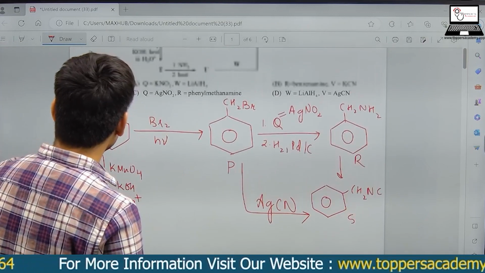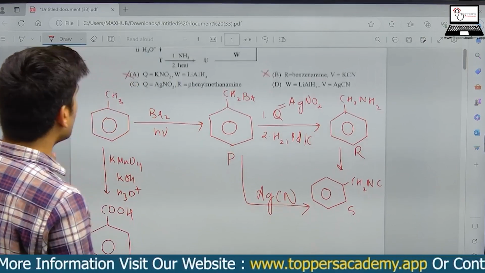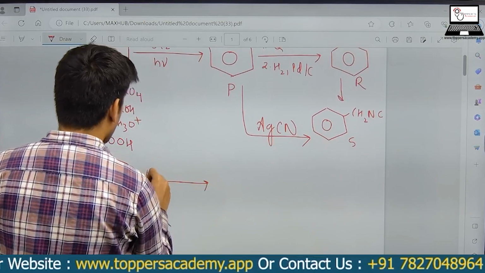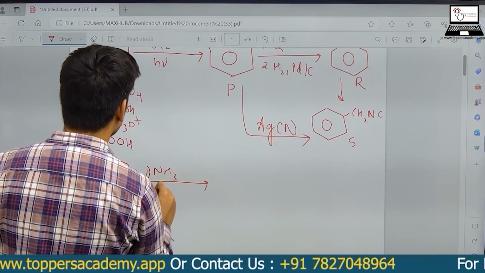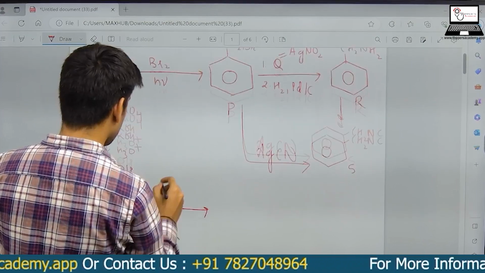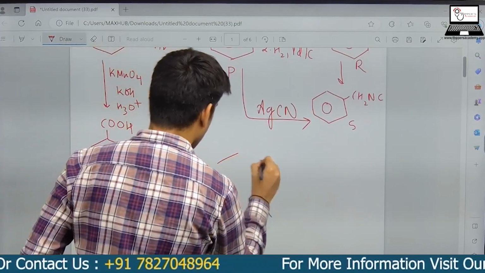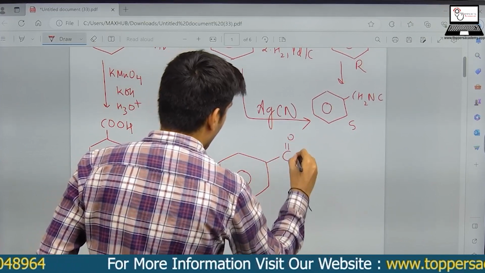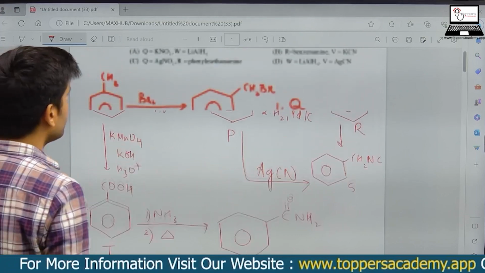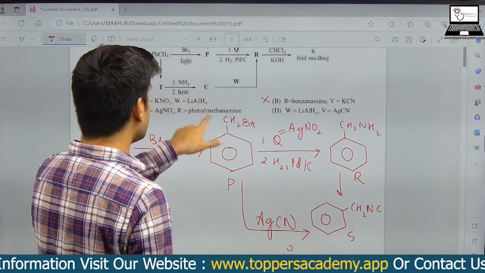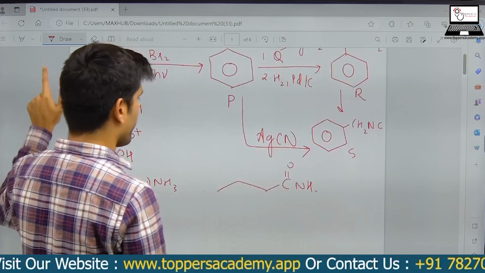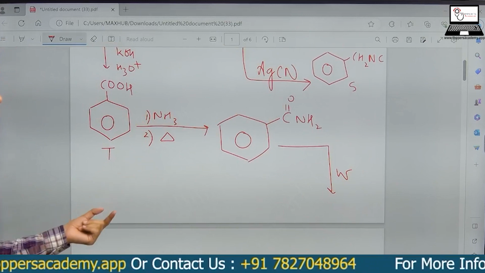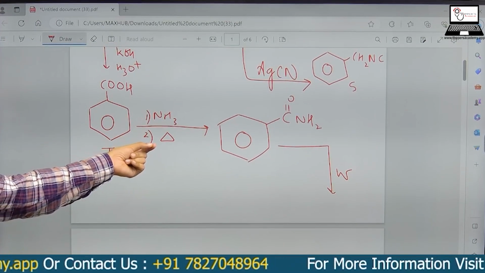Now, benzoic acid, this is your T, upon ammonolysis. We have ammonolysis of this followed by heat. What do we get? We get benzamide. So this is your benzamide, and benzamide upon treatment with W gives you R. Treatment with W. Now, what can be W?